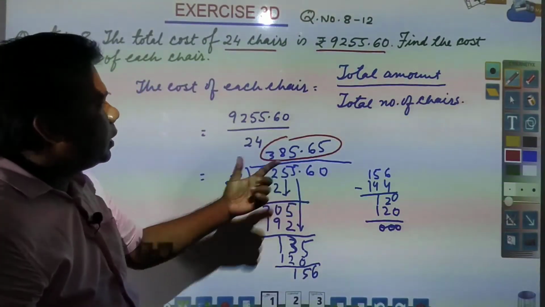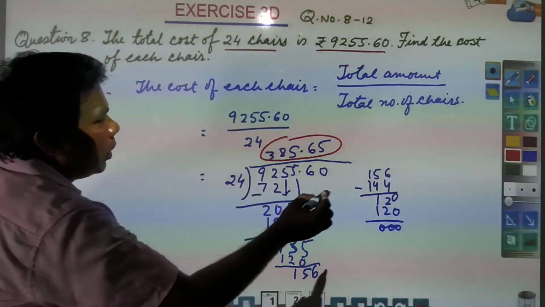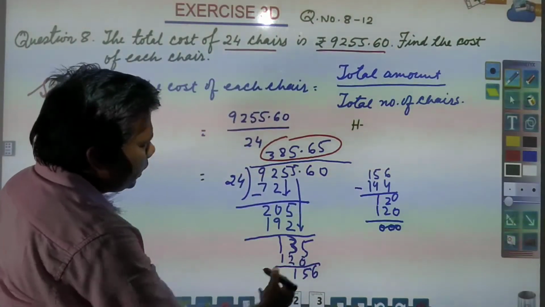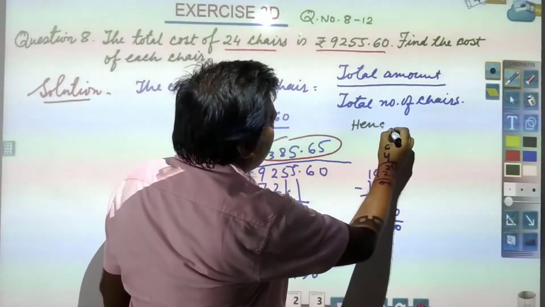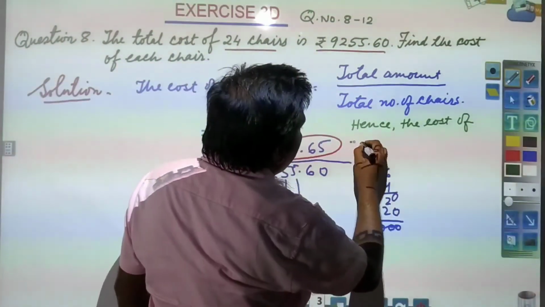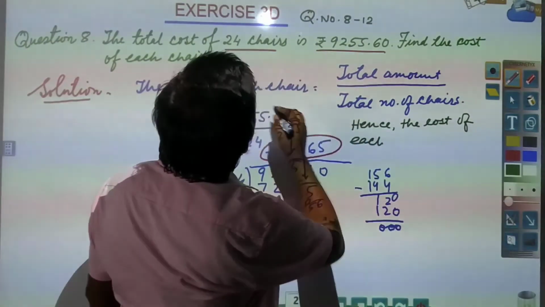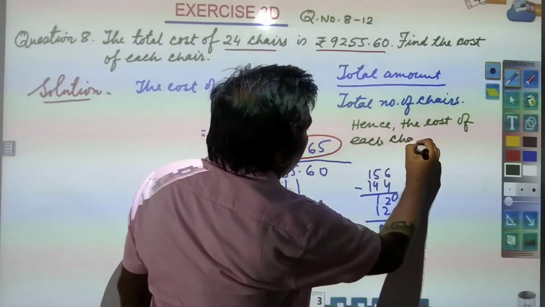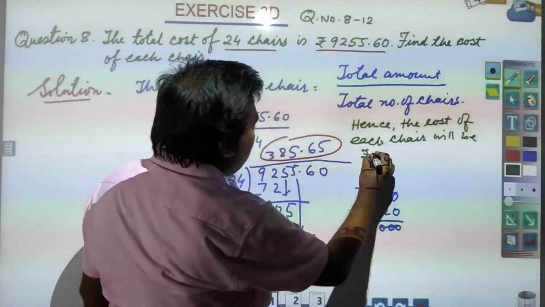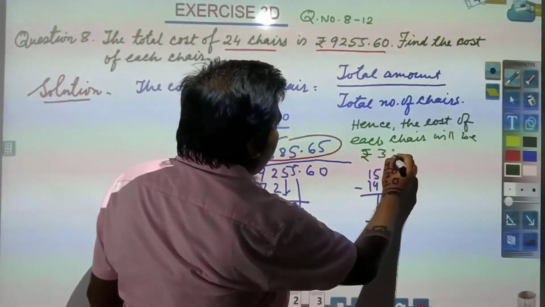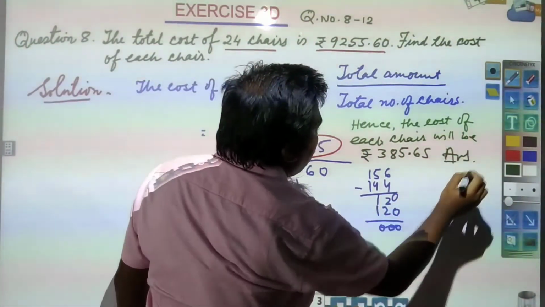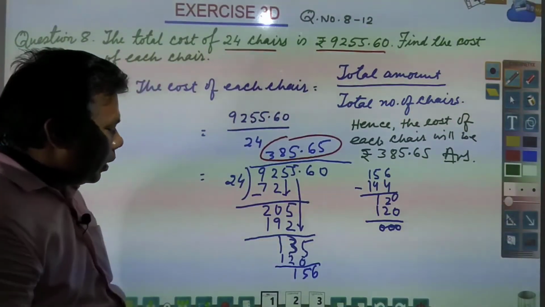So this will be your answer. So how will you write the answer? Your answer will be written in the proper way below this. Hence, the cost of each chair will be rupees 385.65, and this will be your answer. So in this way, this type of question is required to be solved.